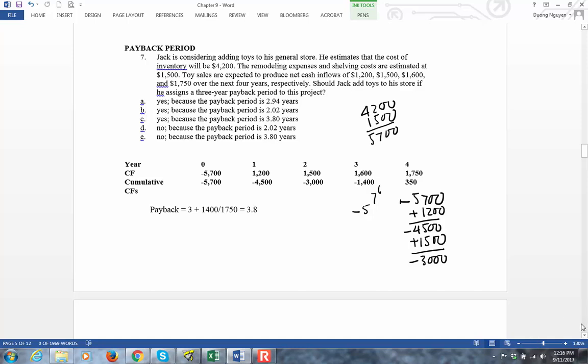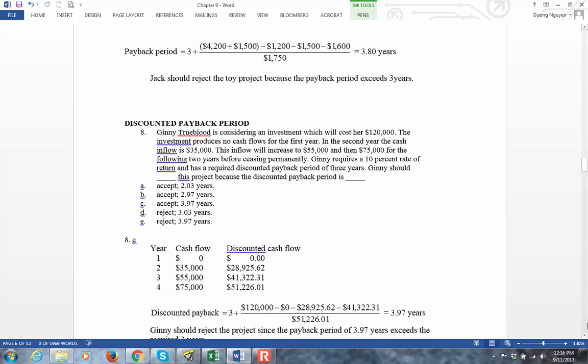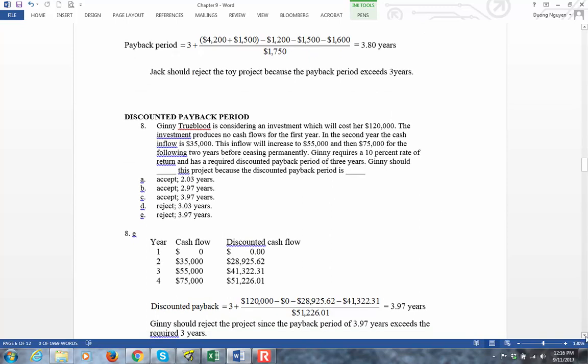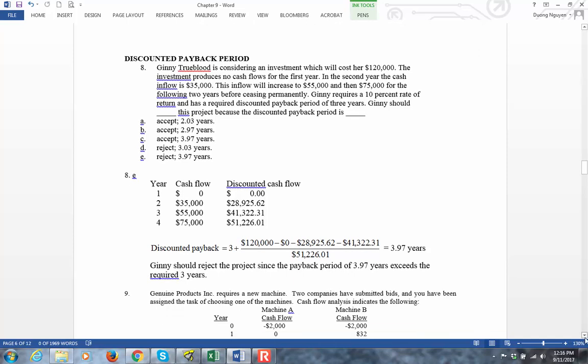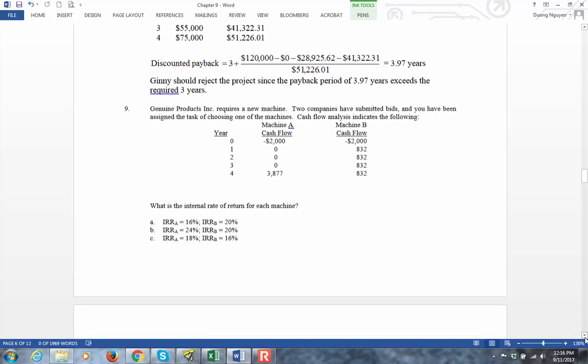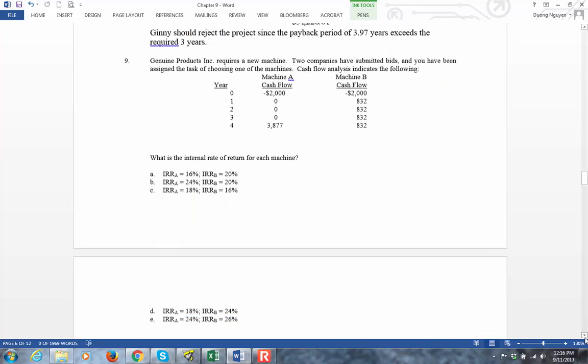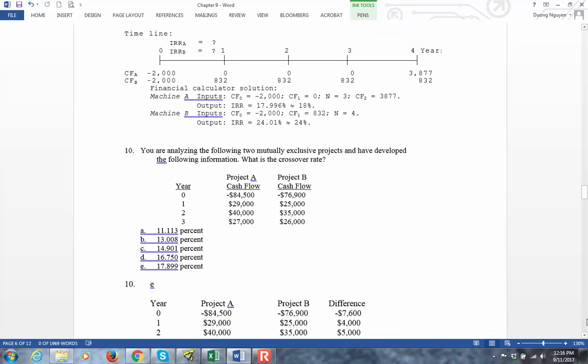Discounted payback, similar to what we did before, calculate the discounted payback. Number 9, calculate the IRR. Again, use the financial calculator to get the IRR. You shouldn't have any problem with that.